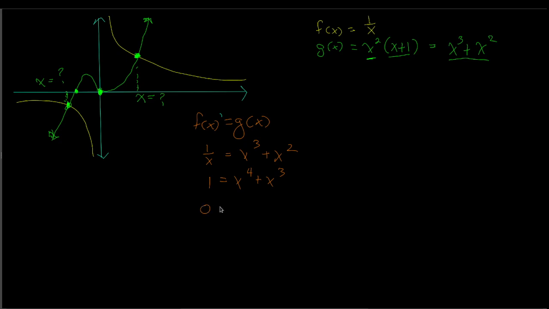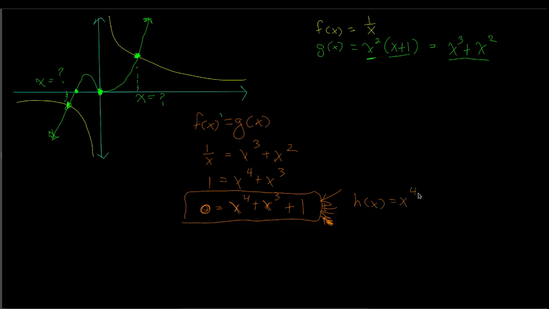And then I'm going to subtract 1 from each side. This is going to help me find the x values where these intersect. This is going to be the function that I'm going to try to solve. What should we call it? I'm going to just call it h. h of x equals x to the 4th plus x cubed minus 1.